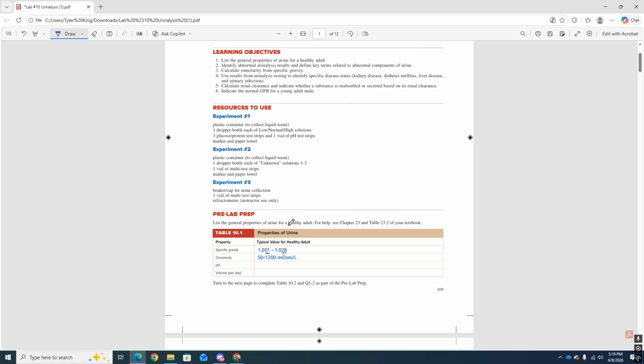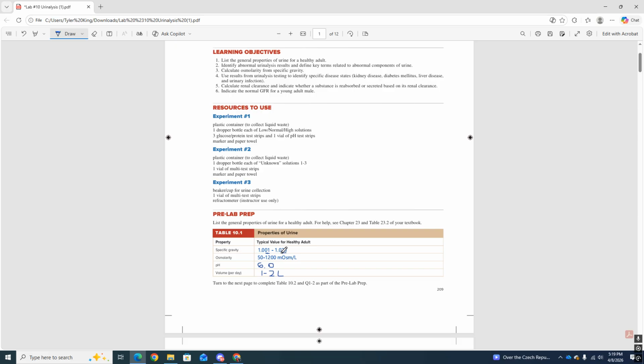Your pH level will roughly run about 6.0, so it's a little on the acidic side of things. And then the volume: how much urine are you producing and excreting per day? On average, it is going to be about 1 to 2 liters of urine. So that's it, these values right here.